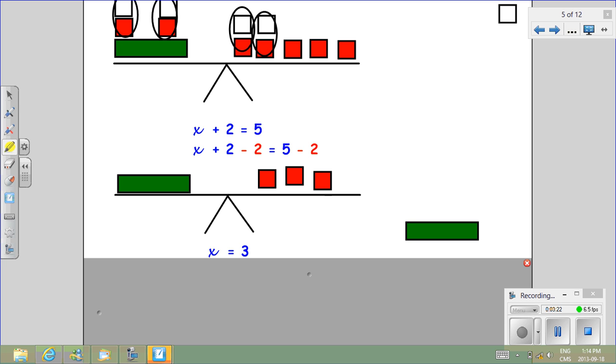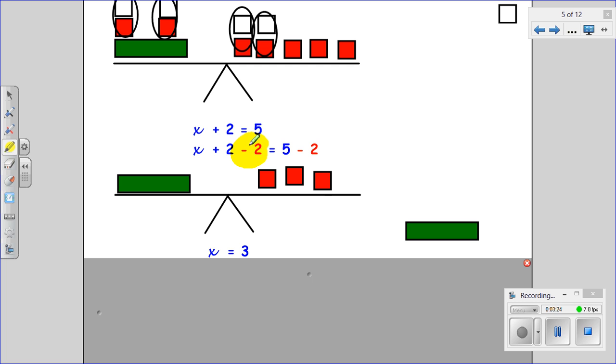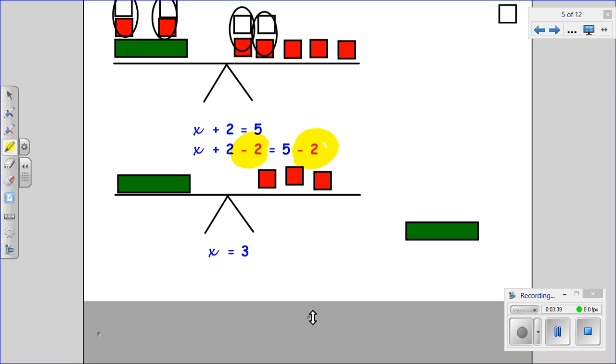So what did I do? I took 2 away on the left side to get the x by itself, and I took 2 away on the right side. If you were just to look at this, how would you know that you subtract 2 from both sides of the equation? Take a minute and think about that. Pause the video before you move on to the next one.